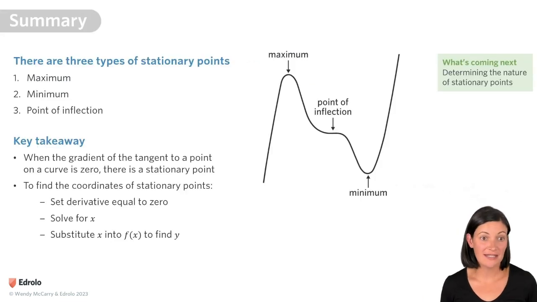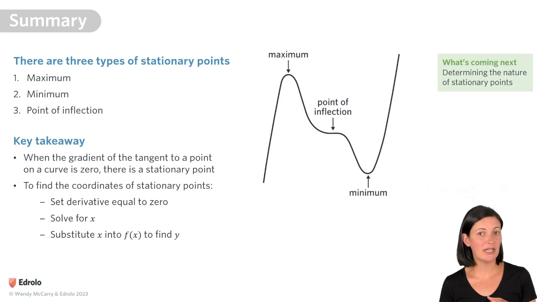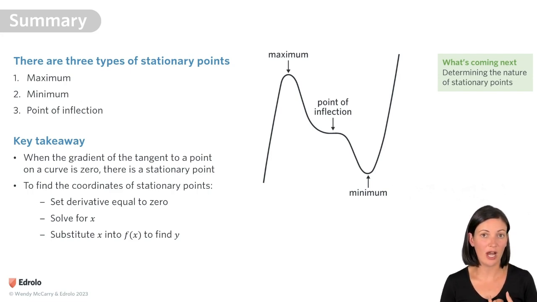So to summarize this lesson, we've looked at our 3 different types of stationary points, our maximums, minimums, and points of inflection. And then we looked at how we actually find the coordinates of any stationary point. So remember, we find the derivative, we set it equal to 0, we solve for x, and then we find our y coordinates by substituting x into our original function. In the next lesson, we're going to look at how we work out what type of stationary point we have.